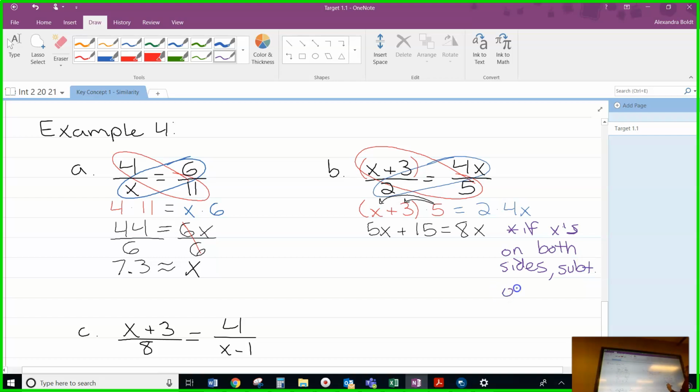Subtract 1. So I have a 5x and an 8x. It doesn't really matter which one. I tend to do the one that also has something else with it, or if they both have something else with it, it really doesn't matter which one. So I'm going to subtract 5x.